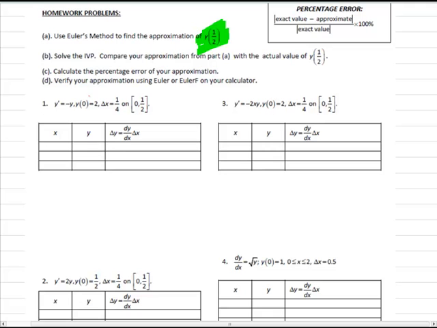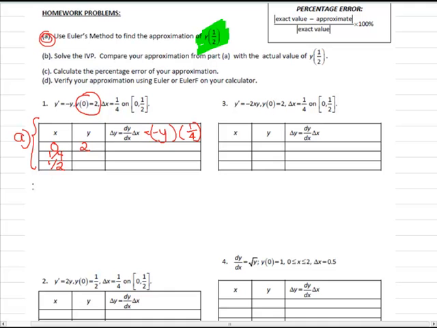So notice over here, we have y of 0 equals 2. So you're going to start with 0, 2. Delta x is 1/4. So the first x value here is 1/4, and the next one is 1/2. Our dy dx in this case is negative y, so it'll be negative y times 1/4. This first part of the problem here is part A, using Euler's method.